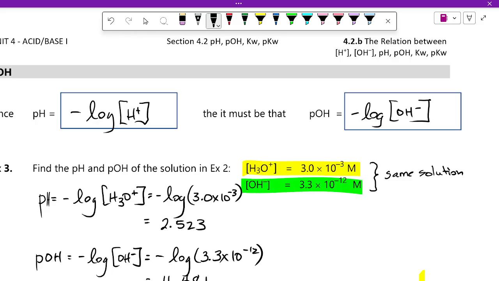Once you're done, check your answers with mine and see if you're happy with my answers or if you think I could do something better. Oh my gosh. What could I do better?